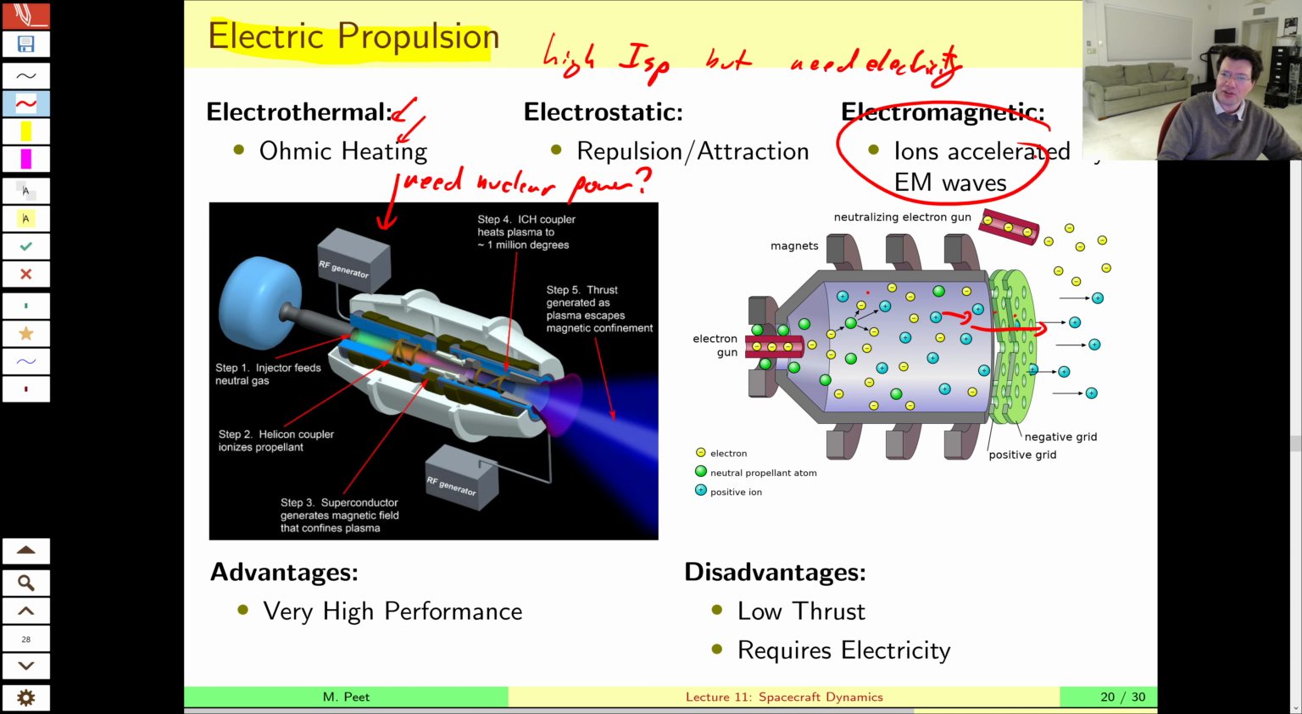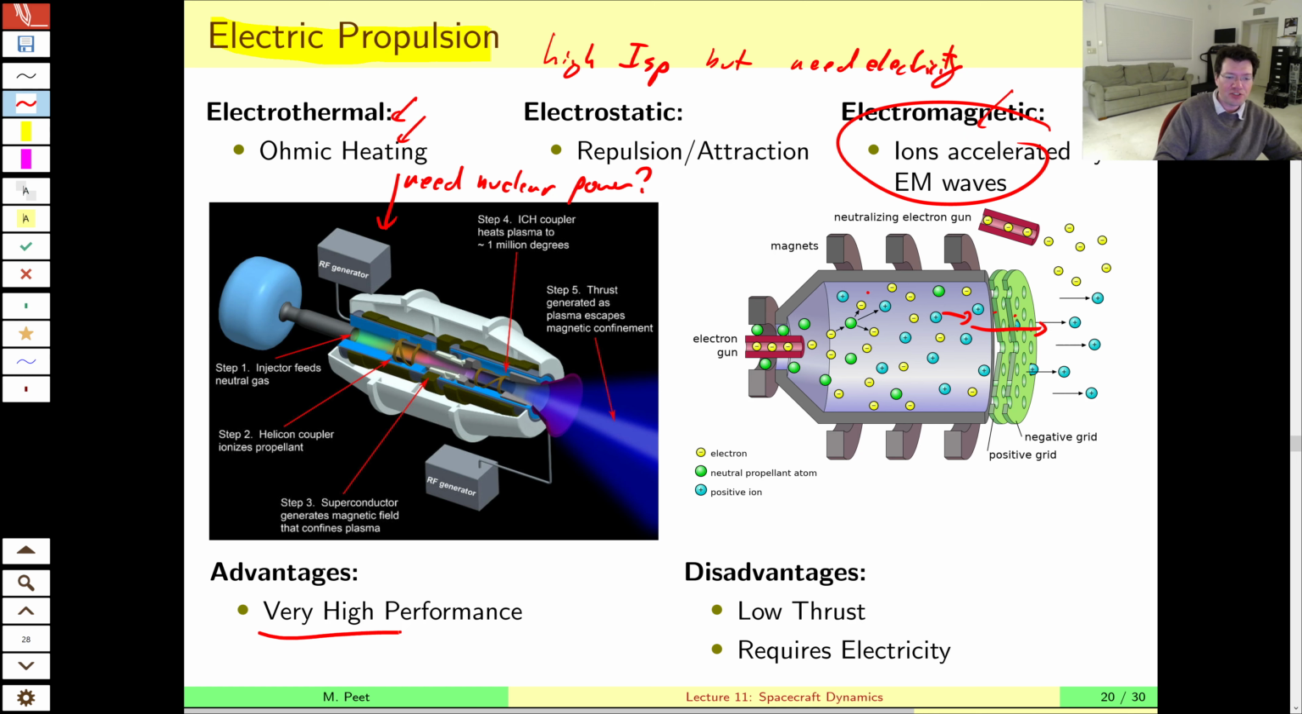Electromagnetic, there are various variations on this, which we'll talk about in a bit. You ionize basically the propellant, and then you use magnetic fields to accelerate those charged particles. So again, we'll talk a little bit about this in a second.